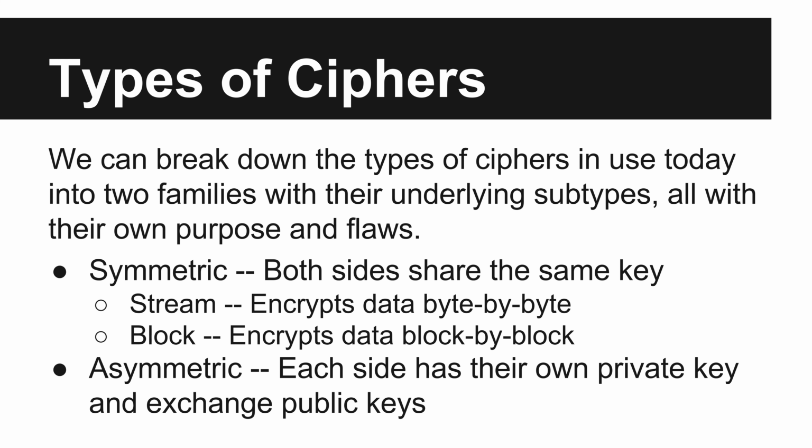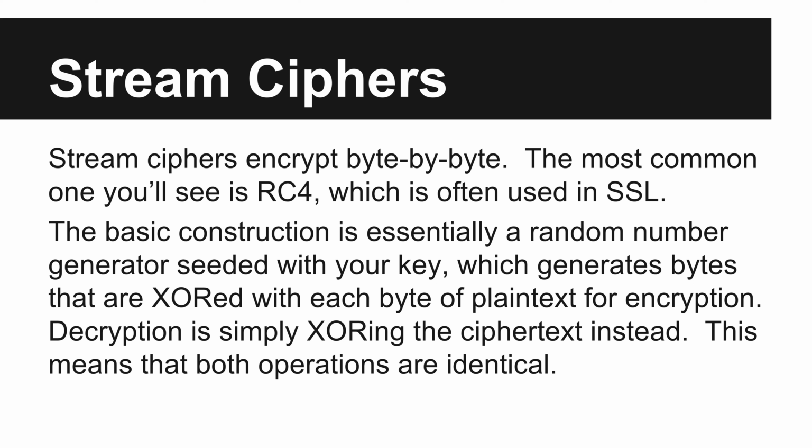We can break down the types of ciphers in use today into two families. Symmetric ciphers, where both sides use the same key, and asymmetric ciphers, where each side has a private key and the other side's public key. Symmetric ciphers can be further split into two subtypes: stream ciphers working byte by byte, and block ciphers working block by block. In stream ciphers, we work byte by byte.